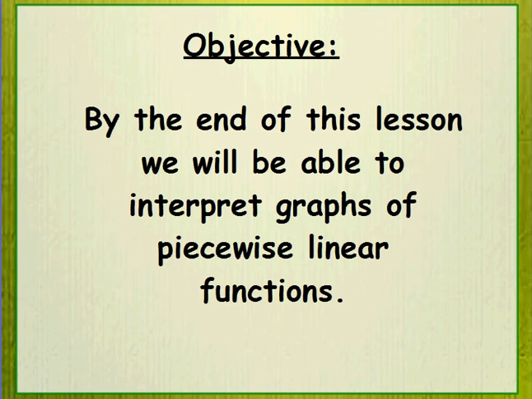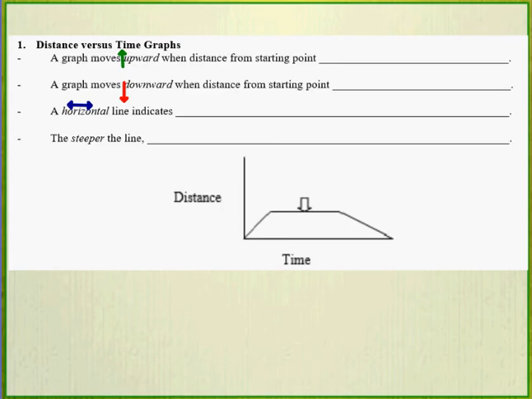By the end of this lesson, we will be able to interpret graphs of piecewise linear functions. A piecewise linear function is a graph of lines that may be broken up into different pieces. So let's get started. For our first example, we want to examine the difference between distance as time changes.